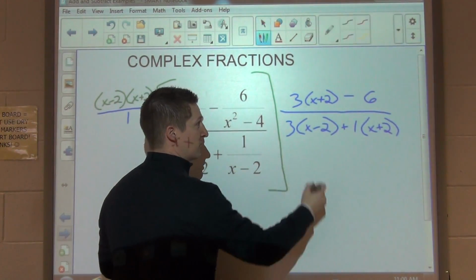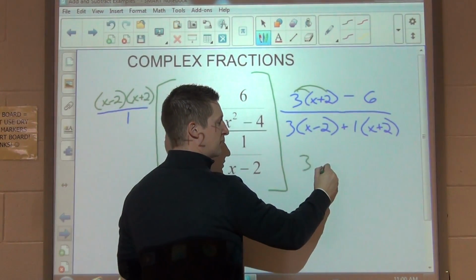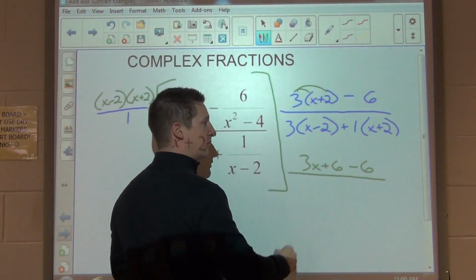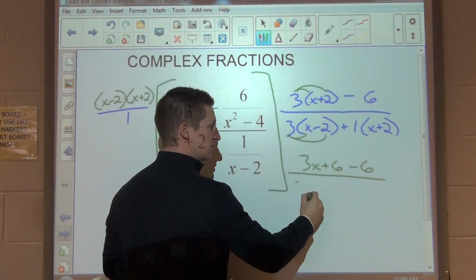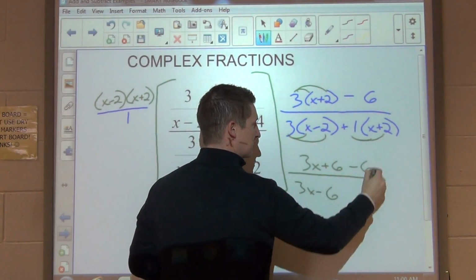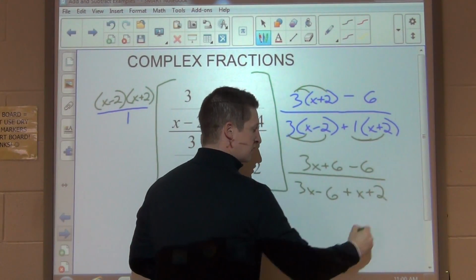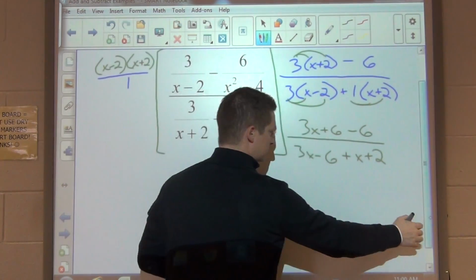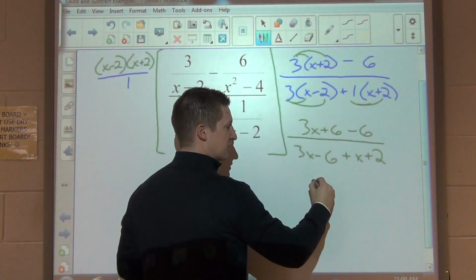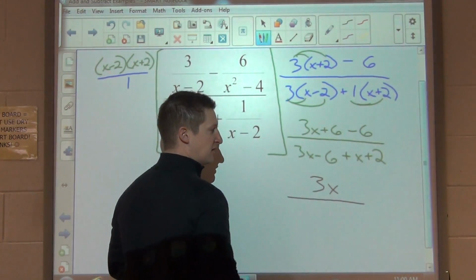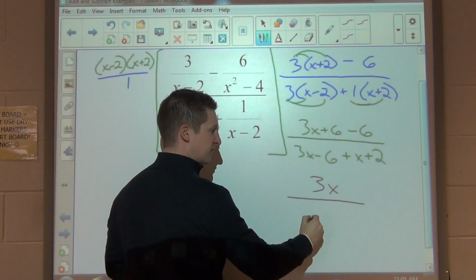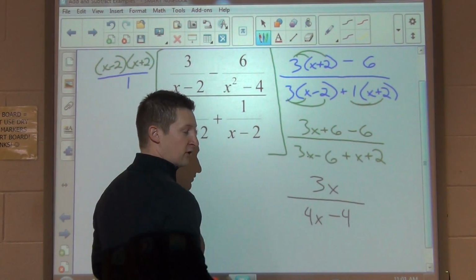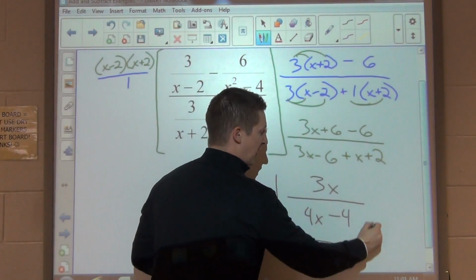I'll simplify the numerator by distributing the 3, which will give me 3x plus 6, minus 6, all over the denominator, which will have 3x minus 6 plus x plus 2. We'll combine like terms in both numerator and denominator. 3x plus 6 minus 6 is 0, so 3x is the numerator. In the denominator, I have a 3x plus an x, which gives me 4x, negative 6 plus 2, which is negative 4. I have 3x over 4x minus 4 for a final answer.